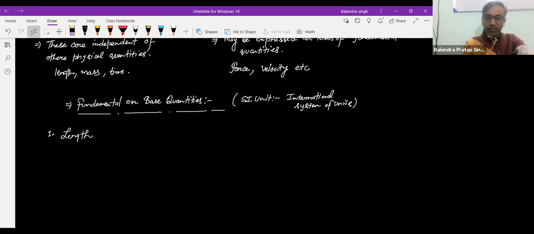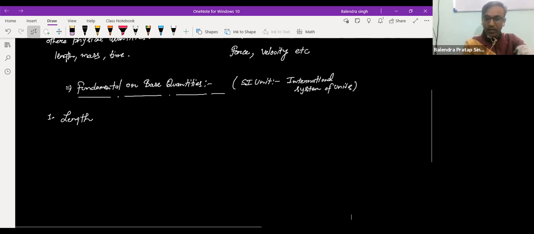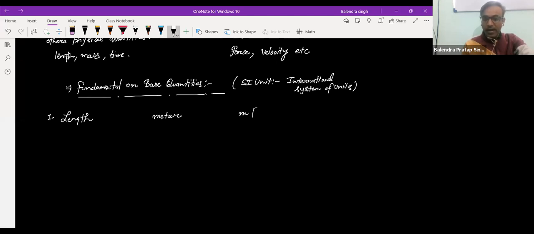So if we define length, its SI unit is fixed, which we define as meter. Okay. We represent this meter as small m, and the dimensional formula is capital L.